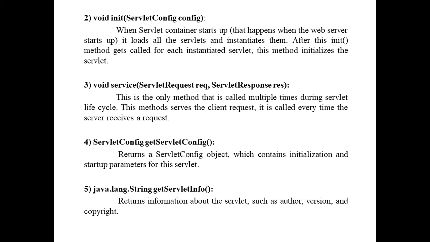Fourth method is ServletConfig getServletConfig. This method returns the ServletConfig object which contains the initialization and startup parameters for this servlet. Fifth method is java.lang.String getServletInfo. This method returns information about the servlet such as the author, version, and copyright. So if you want information about the servlet, the getServletInfo method is used. Okay, it is all about the Servlet interface.